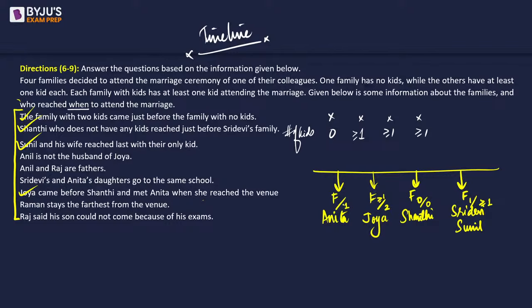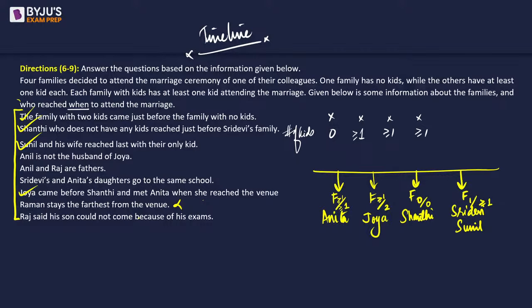So at least one kid we have here, right? And at least one is going to reach. Raman stays the farthest from the venue, has got nothing to do with it. सबसे दूर रहने से क्या हो गया? ऐसा तो नहीं है. The person who may be leaving the nearest may have reached the last because of the traffic or because they decided to reach last. तो ये second last statement ऐसे ही है, कोई काम का नहीं है.